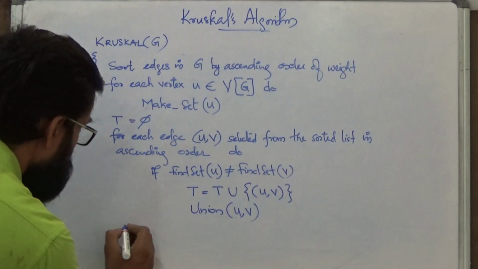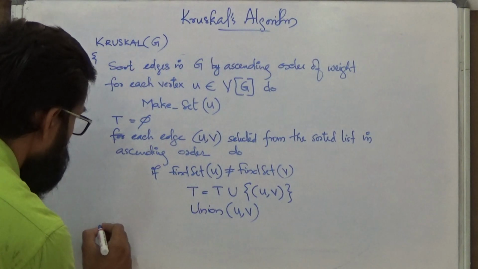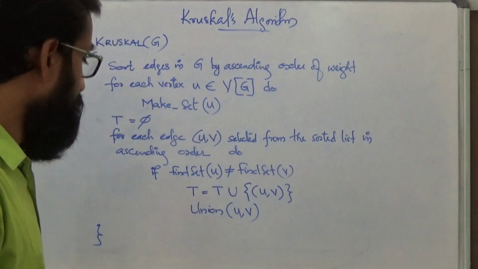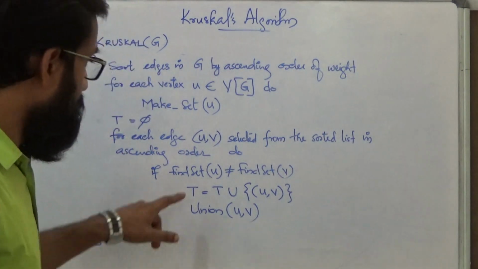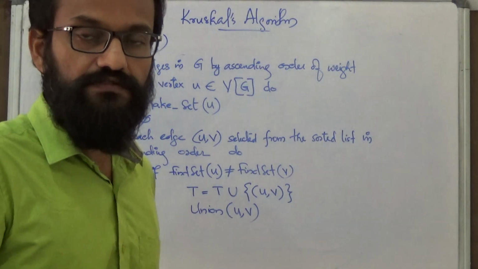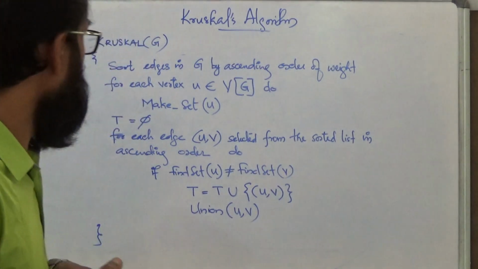And at the end, if you want, you can return T. Whenever this algorithm terminates, T will contain the set of safe edges, or the edges that become part of the minimum spanning tree.